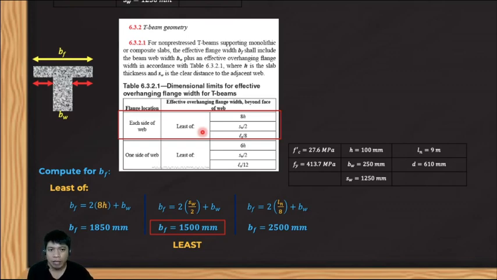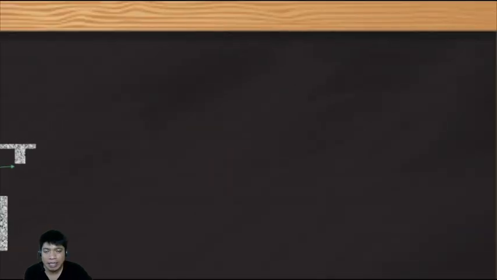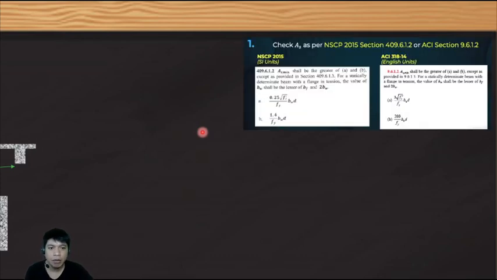Okay, so ano na yung una nating gagawin guys sa ating analysis? So na-compute na natin guys yung B sub F. So ano na yung next natin na gagawin? Okay, so first daw is we need to check A sub S as per NSCP section 409.6.1.2 or ACI section 9.6.1.2. Okay? So, i-check lang naman natin dito guys yung ating area ng steel kung nasatisfy niya yung minimum na provision sa code. Okay?